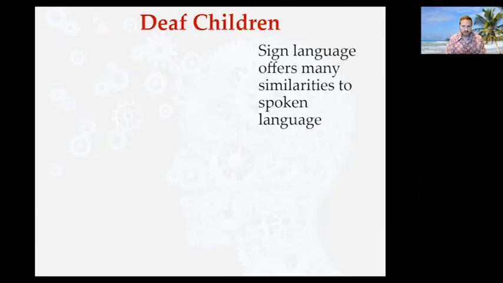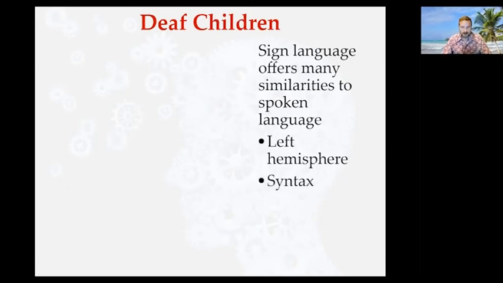Deafness. So sign language offers many similarities to spoken language. It tends to be processed in the left hemisphere of the brain, just like spoken languages. There is a different syntax for sign language, and grammar is a little bit different. Facial expressions are really important, and how intensely you gesture with your hands can really help emphasize a point. There are accents because there are different forms of sign language all around the world. It's not just one.